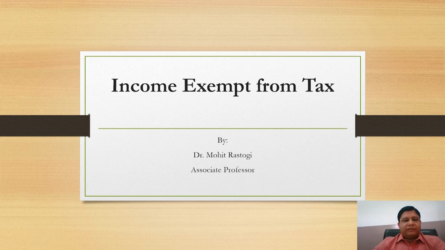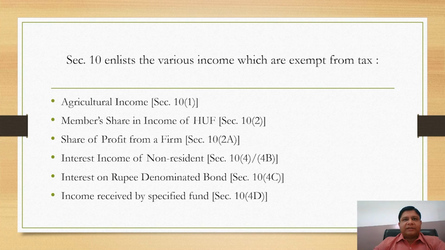So, continuing with our syllabus, today we have the topic income exempt from tax, or we can say income which does not form part of total income. Section 10 enlists the various incomes which are exempt from tax, that is, do not form part of the total income of the assessee. In this chapter we are going to discuss various types of incomes which are exempted from tax and do not form part of the total income of the assessee at the time of calculating income tax.